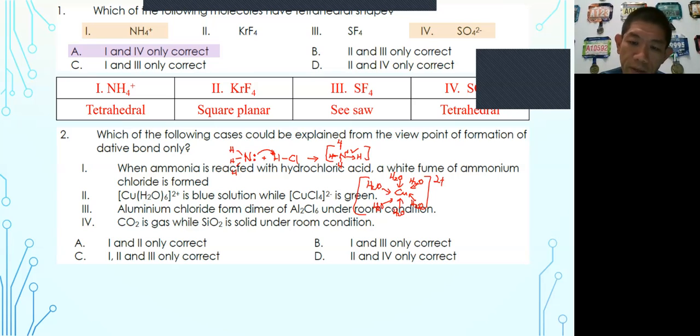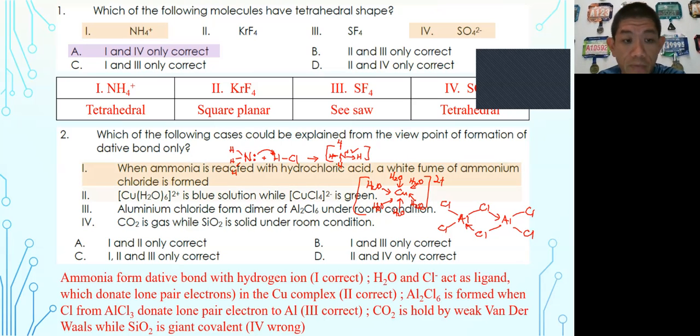So from here we can see that you make use of the dative bond, and aluminium chloride undergoes dimerisation. Here you form a dimer via this dative bond, where the lone pair electrons from the chlorines are able to be donated to aluminium, so that you can form what we call a dimer. So this is how Al2Cl6 is formed. Well, CO2 and SiO2 are purely covalent, where CO2 is a simple covalent molecule, while SiO2 is a giant covalent structure. So from the diagram that I've drawn for you, 1, 2, 3 are correct. So the answer is C.